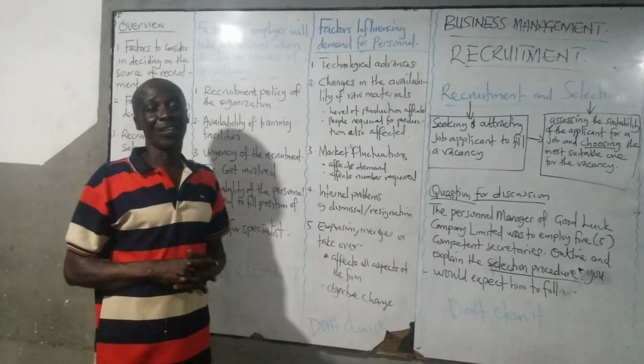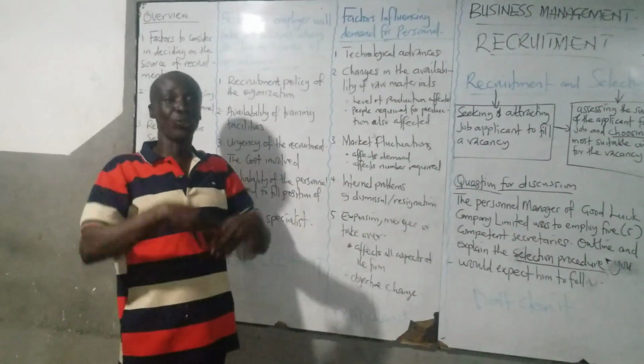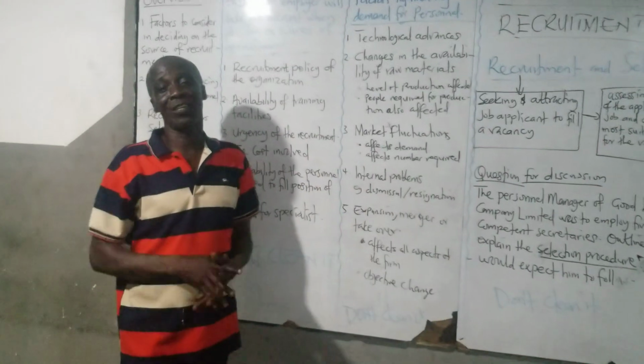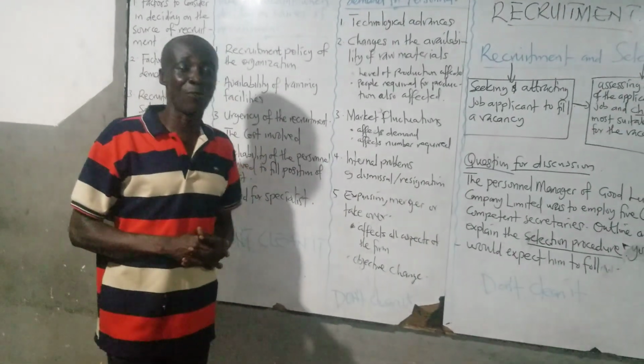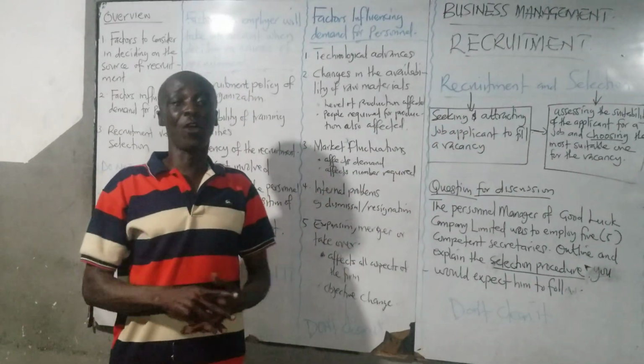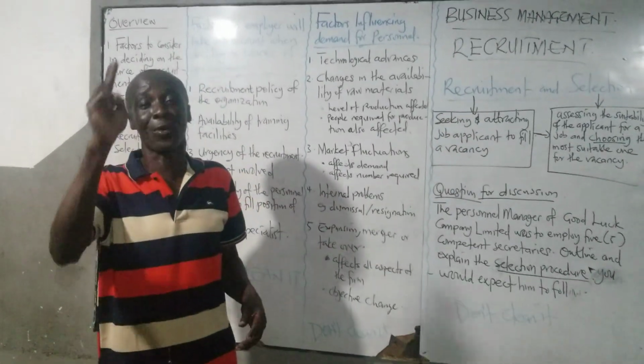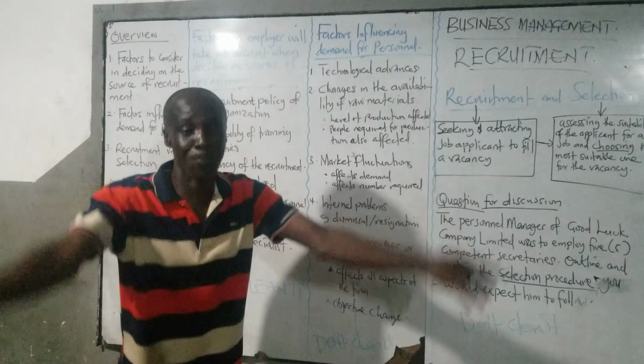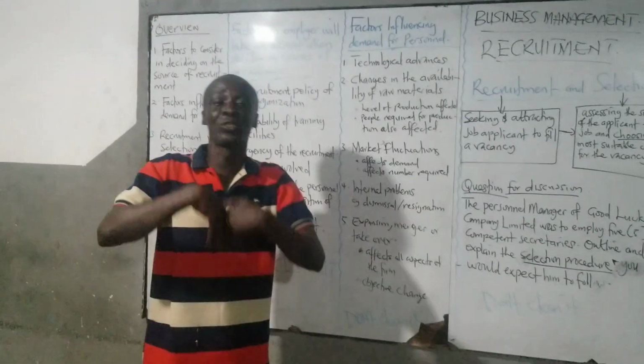Then the next one, when you expand, certainly you will need more people. So expansion. You remember one of the objectives of every business is growth, expansion. So once you are expanding, if you are using 2 people, at a certain point in time, you may be using 100 people. At a certain point in time, you may be using 20 people.